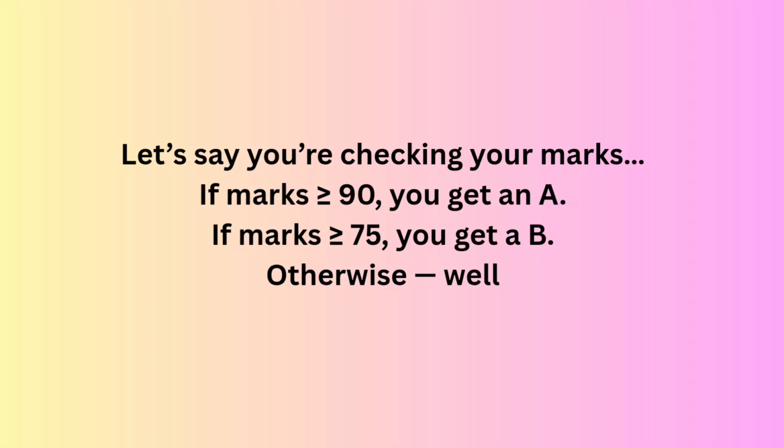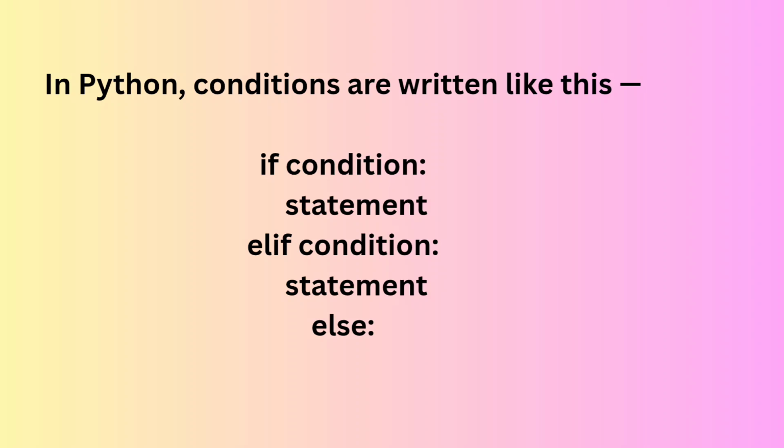If marks are greater than or equal to 90, then you get a grade A. If marks are greater than or equal to 75, you get a grade B. Otherwise, well, maybe next time. In Python, conditions are written like this. Here Python checks each condition from top to bottom and stops once it finds one that's true.